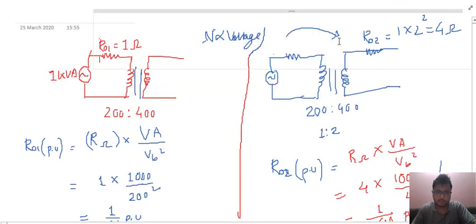What I have done is that I have taken, as you can see here, the same VA for both cases. You see 1000 and here also 1000. So this is one point.